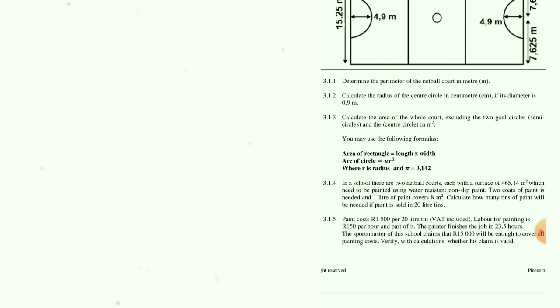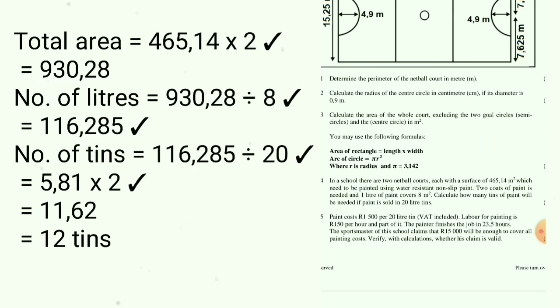Each with a surface of 465,14. Okay, we're going to say total area is 465,14 multiplied by 2, which equals 930,28. And then we're saying 2 coats of paint are needed, and 1 liter of paint covers 8 m². And then we say number of liters equals 930,28 divided by 8 equals 116,285. And then we calculate how many tins of paint will be needed if the paint is sold in 20 liter tins.